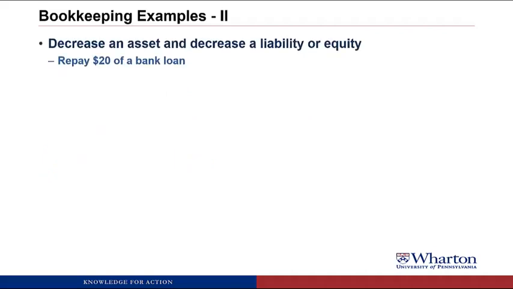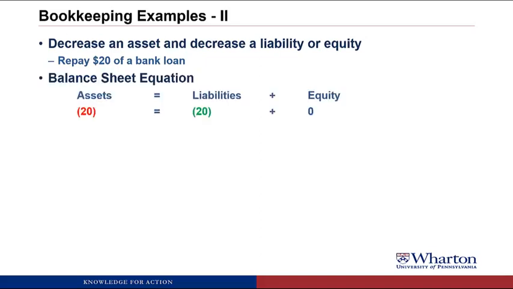Another example. Now let's look at decreasing an asset and decreasing a liability or owner's equity account. So here we're going to repay $20 of a bank loan. So the accounts involved are cash and notes payable. Both are going down by 20. On the balance sheet equation, we would see assets go down by 20, that's the cash. Liabilities going down by 20, that's the notes payable, and there's no effect on equity.